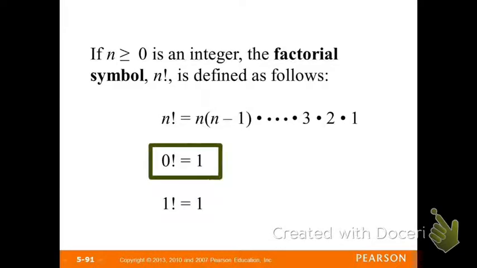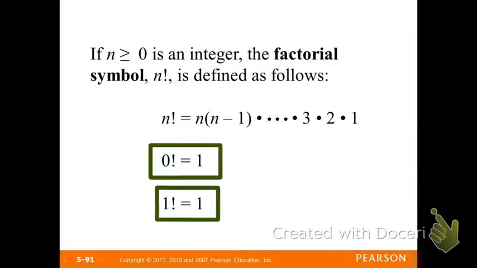0 factorial is defined to equal 1, and 1 factorial is also defined to equal 1. I'm not going to go into why that works, but it's going to be very important for you to just know that fact. All right. 0 factorial is 1, and 1 factorial is 1.